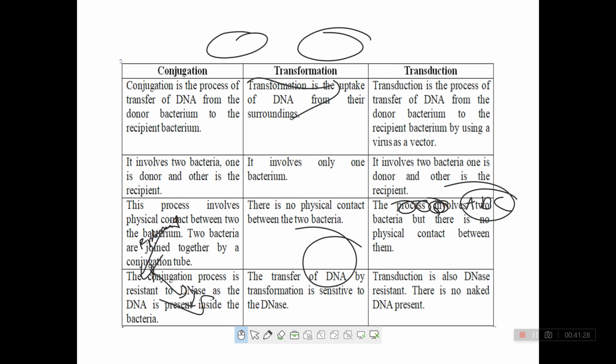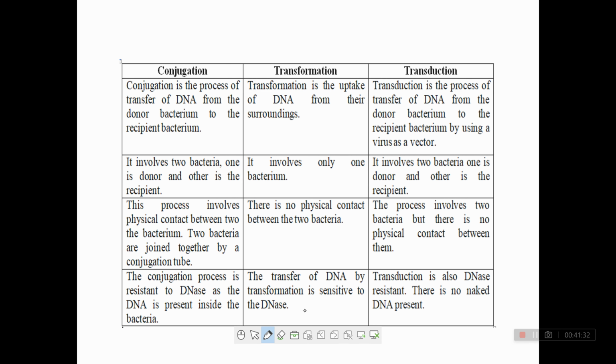What is the difference between conjugation, transformation and transduction? The slides contain that. Conjugation is the process of transfer of DNA from donor bacteria to recipient bacteria. Actually these are all the same, transfer of DNA. In transformation, exogenous DNA is taken up by a recipient, and in transduction it is transferred via a virus.